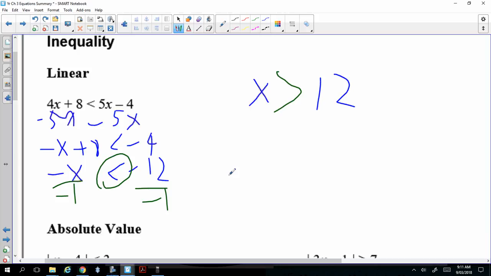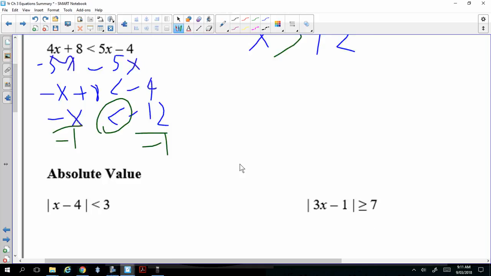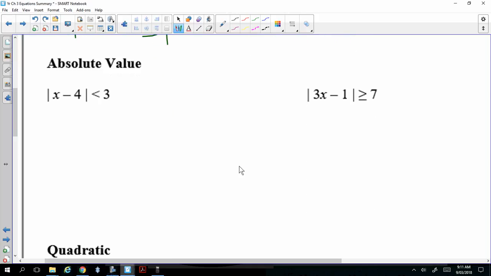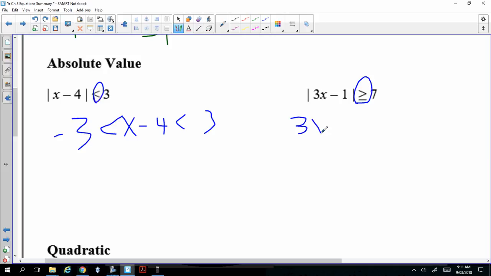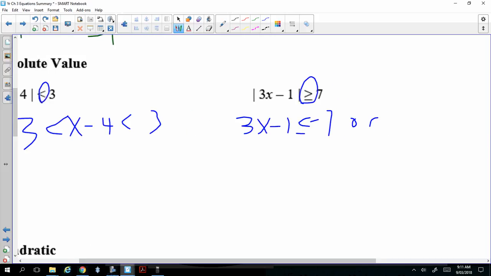Alright, next one, absolute value. There are 2 different types. Note the difference. So one is less than, where you have x minus 4 in between 3 and negative 3. The one less than has to be in between. And the one bigger than, you have to do 2 different ones. One is 3x minus 1 less than or equal to negative 7, and the other one will be 3x minus 1 bigger than or equal to 7. So I can see the way it's solved differently when it's a less than and a bigger than. And less than is a bit easier.